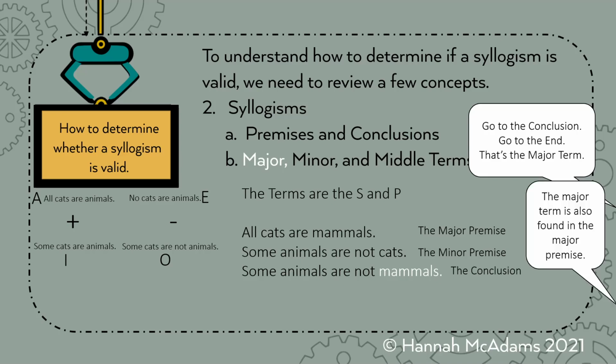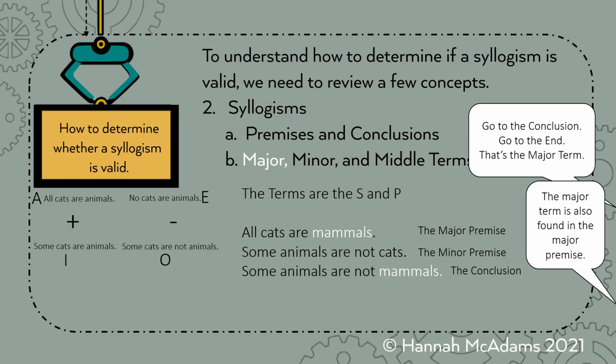Now, the major term is also found in the major premise. That's why we call it the major premise, because it includes the major term. It also has another term, the middle term as well, but it includes the major term. So which sentence has mammals in it besides the conclusion? Which premise? Right, the top one, the major premise, also has mammals. Now, I want to point out, this is where I got confused when I was learning this.